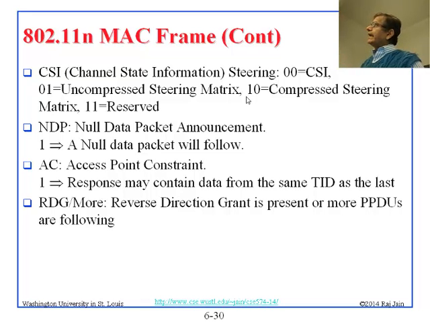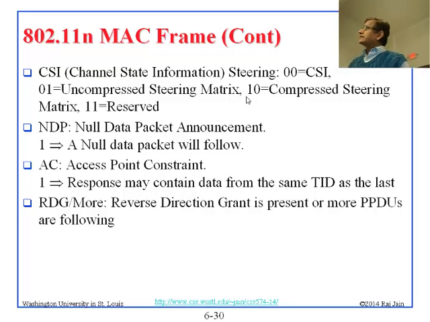Okay. NDP is null data packet announcement, and this is basically a sounding packet. This is a packet which does not really have any information, but you can just send it, so this one is an announcement. This one is just a 1 bit, but after this header, a null data packet will follow.